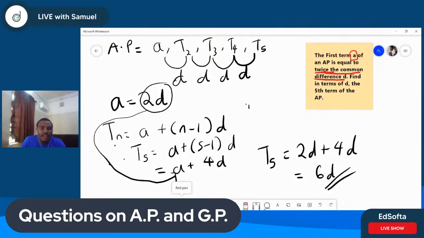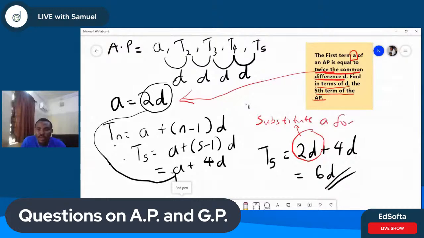That's 2 times the common difference. And they now say we should find our answer in terms of D. That is why we have to substitute A for 2D, because of what the question asks us to do.